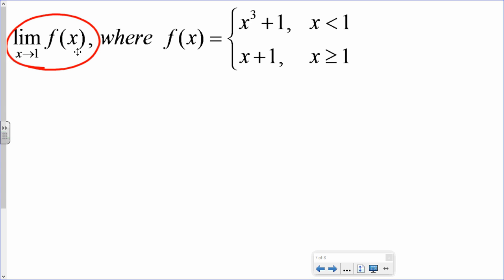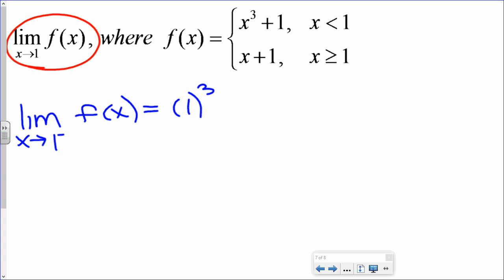Give me a thumbs up if you need more time. Okay. Brett, what'd you do first? I put the limit of x to 1, and then to the left, so like a negative. Okay. And then f of x equals x cubed plus 1. Okay, so you plugged 1 into x cubed plus 1. Yep.